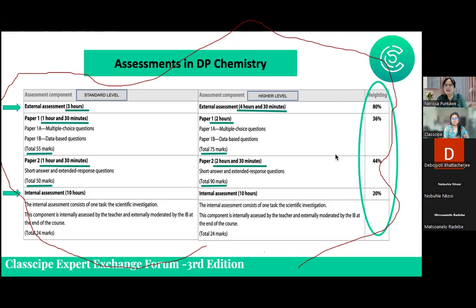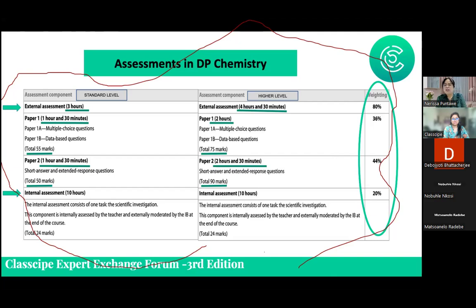So you can see here, the weights will just be the same for both standard level and higher level. This is different from the previous year wherein they're quite different, but here they're now making it the same. So for external assessments, it's 80%, and paper 1 is lower than paper 2. Paper 2 will be 44%. Internal assessment will be 20%.